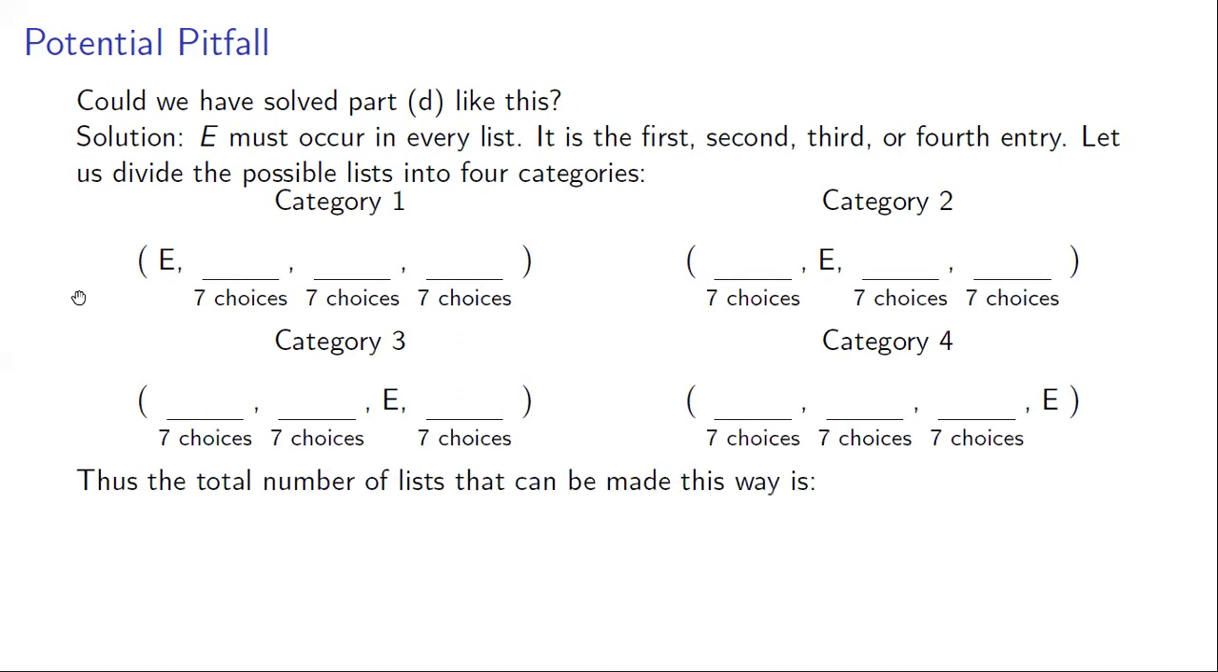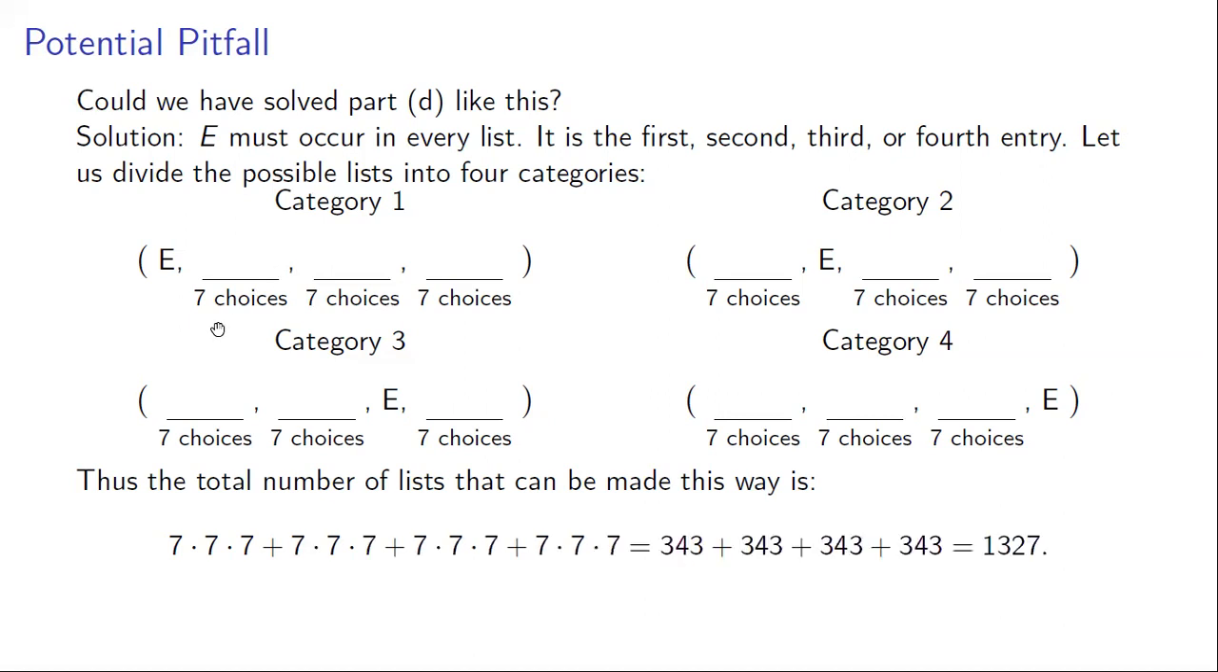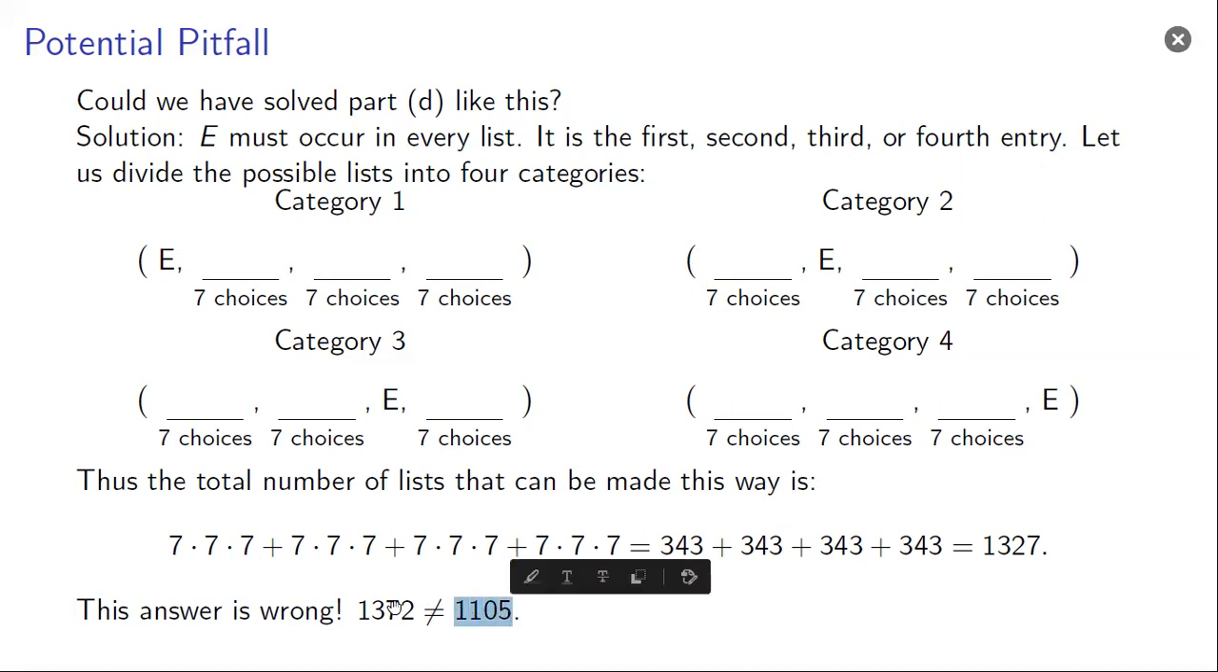So the total number of lists that can be made this way is 7 times 7 times 7 for the first category, plus 7 times 7 times 7, and so on, which should come out to 1,327. Okay, this is the wrong answer. The correct answer, as we found earlier, is 1,105, which is not the same as what we got over here.